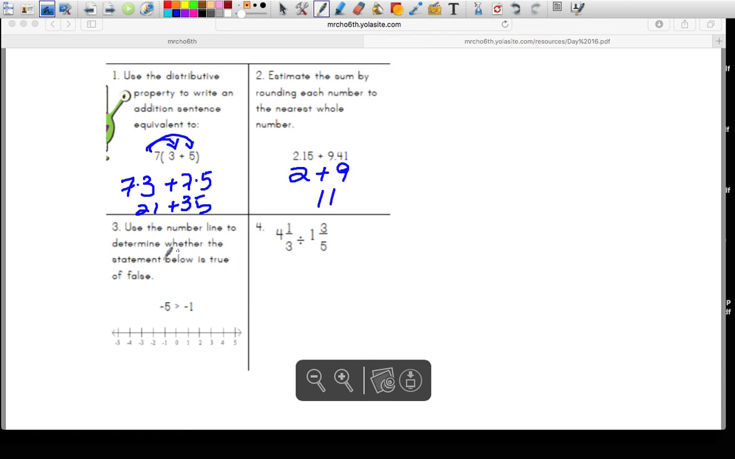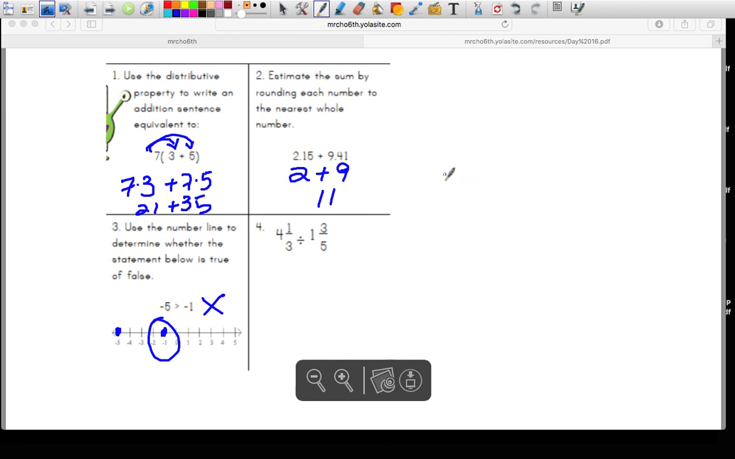Use the number line to determine whether the statement below is true or false. How do I know if negative 5 is greater than negative 1? Well, let's put negative 5 on the number line. Negative 5 would be right here, and negative 1 would be right here. So what does that prove? Remember I told you a long time ago that the number on the right is always the greater. So who is on the right? This guy's on the right. So negative 1 is actually greater than negative 5, which makes this inequality a false statement. Whenever you plot points, whoever's on the right is the bigger one.